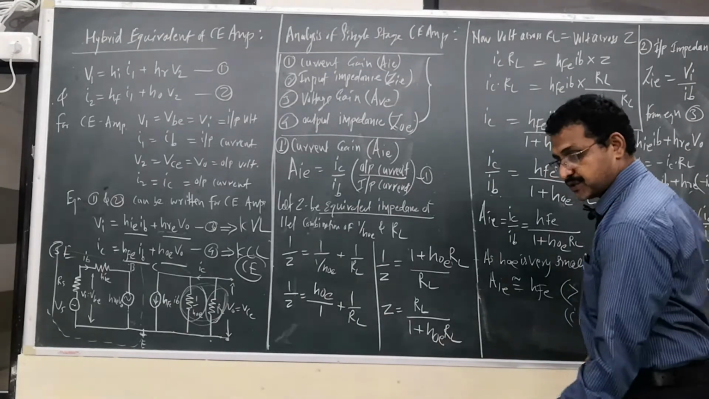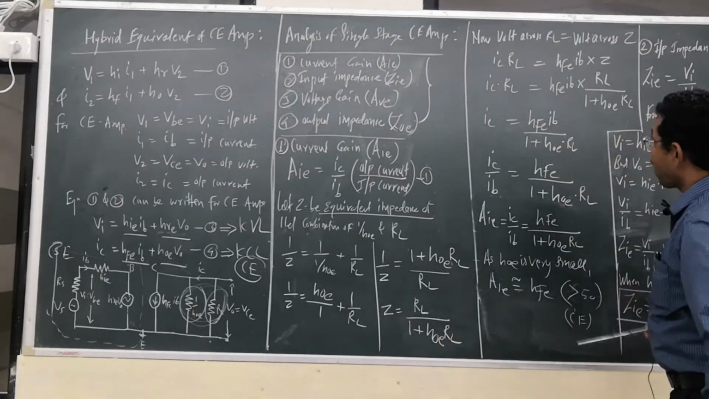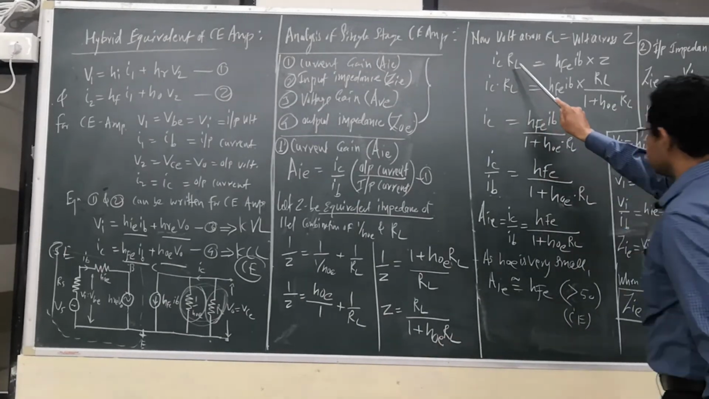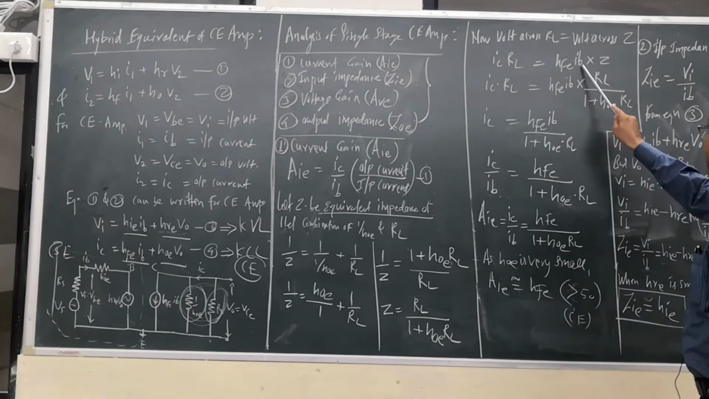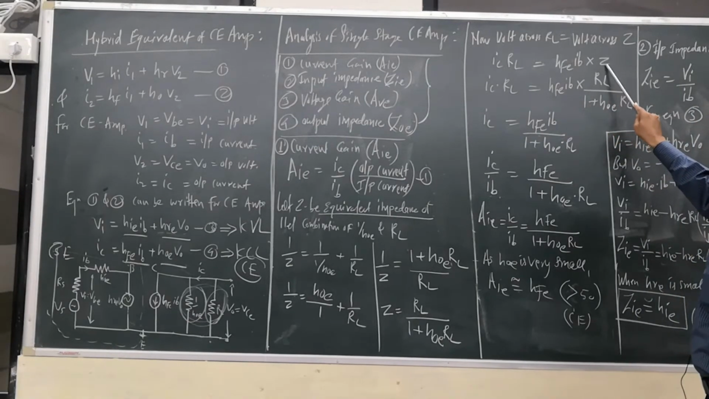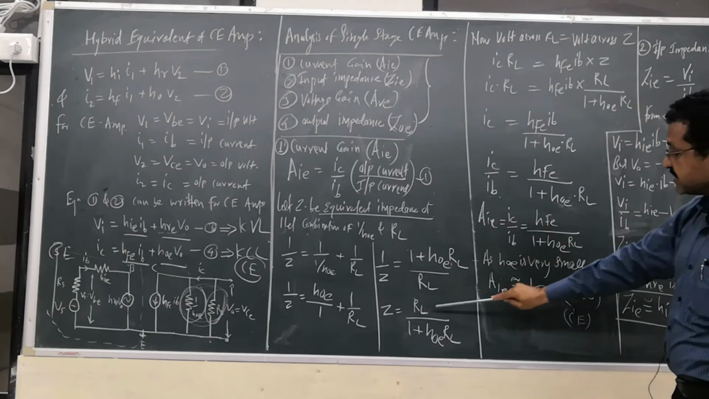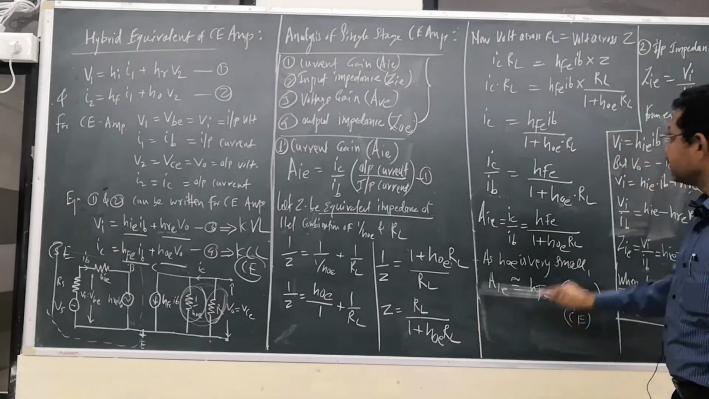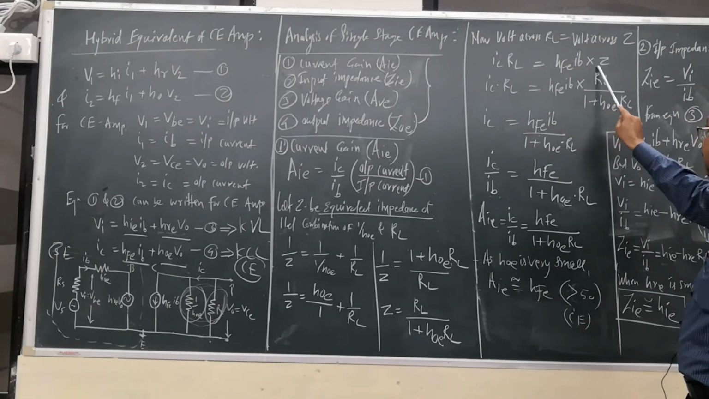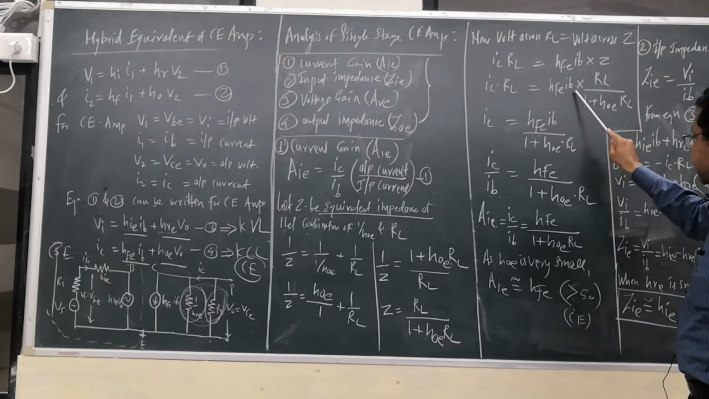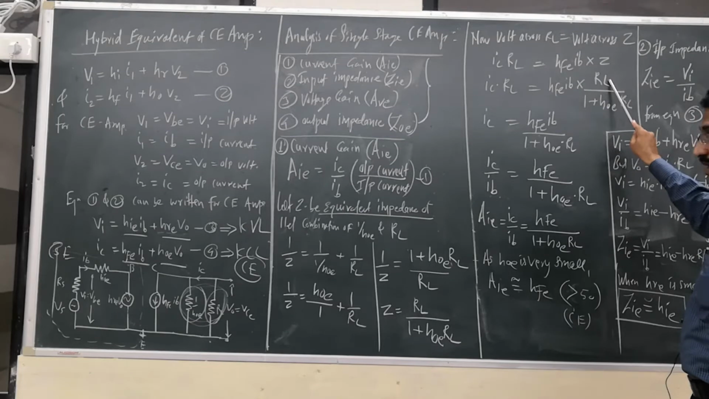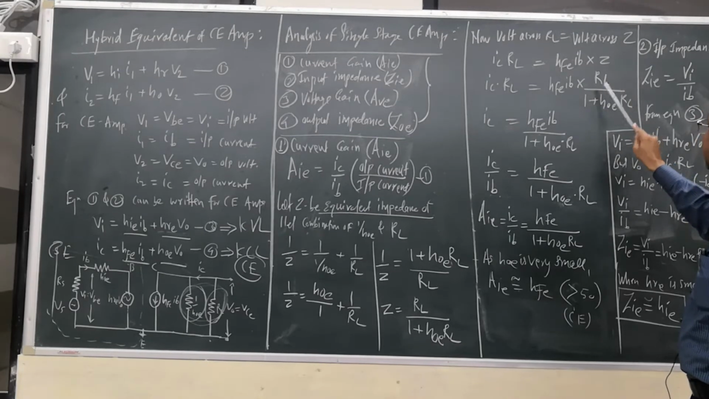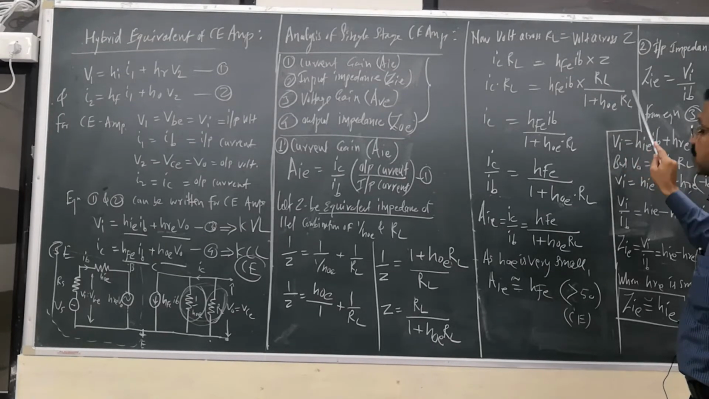So that equation is like this: IC into RL equals HFE into IB into Z. We have already found the value of Z. Z is nothing but RL divided by 1 plus HOE into RL. So IC into RL equals HFE into IB into the value of Z, and the value of Z is RL divided by 1 plus HOE into RL.